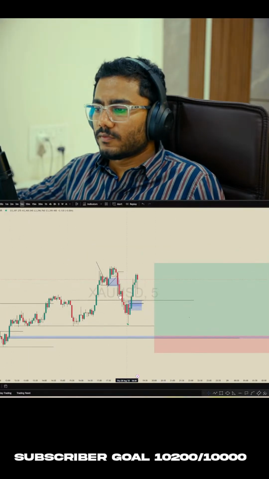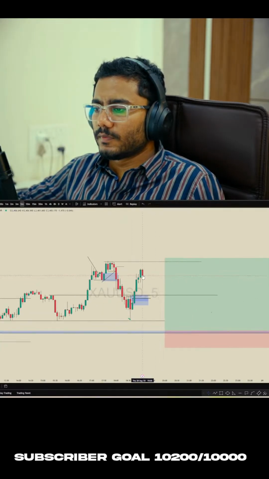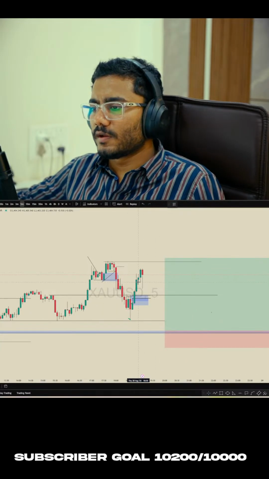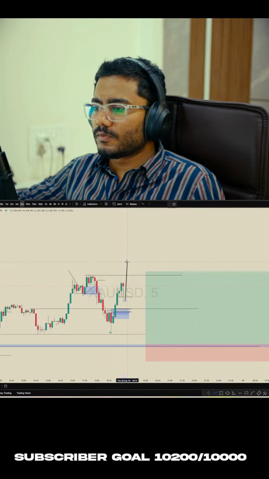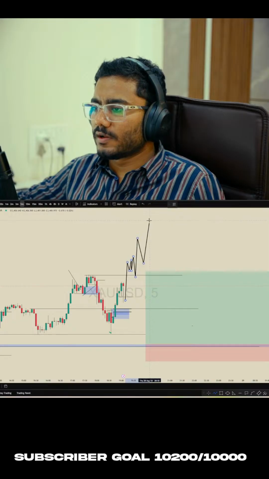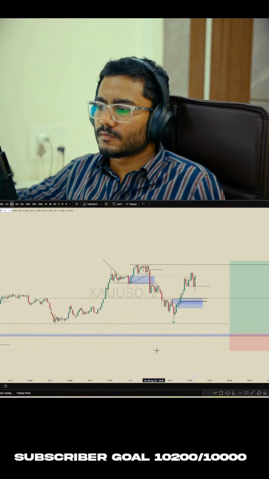So price is not fulfilling this imbalance. So I think we can expect a structure break over here. This 5-minute candle, if it closes to the upside, probably we'll look for a structure break. So we just have to look for a setup which sweeps the liquidity like this and creates a structure break. Then we can look for a retest to the entry, something like this. So probably that will happen in a few minutes.